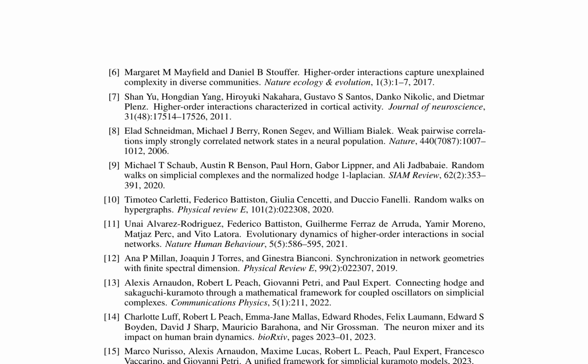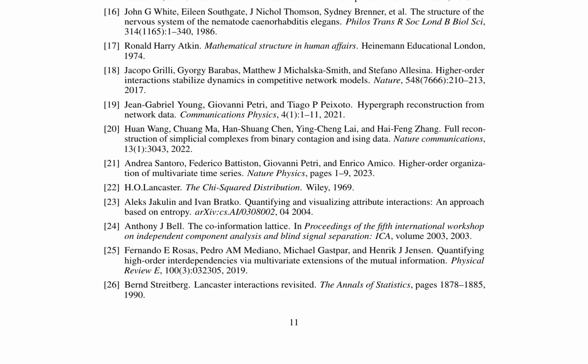The authors provide a comprehensive review of existing literature on higher-order interactions, highlighting their significance in understanding complex systems. They cite various studies demonstrating the importance of higher-order interactions in diverse communities, cortical activity, and neural populations. The mathematical framework for analyzing higher-order interactions is discussed, referencing works on simplicial complexes, random walks, and the normalized Hodge-1 Laplacian. Studies on evolutionary dynamics, social networks, and synchronization in network geometries are also mentioned.